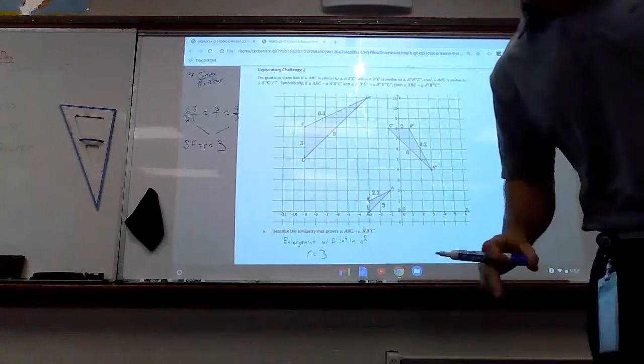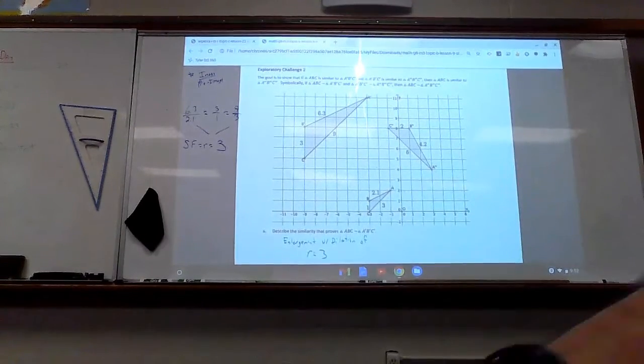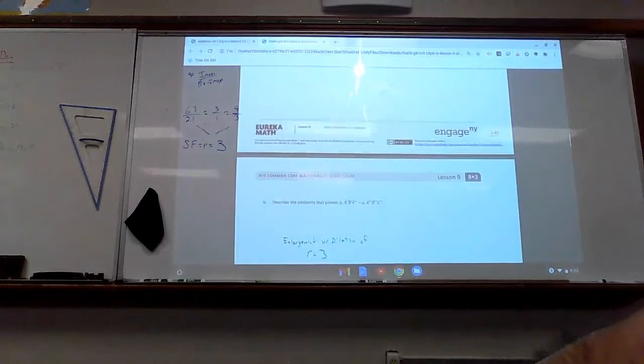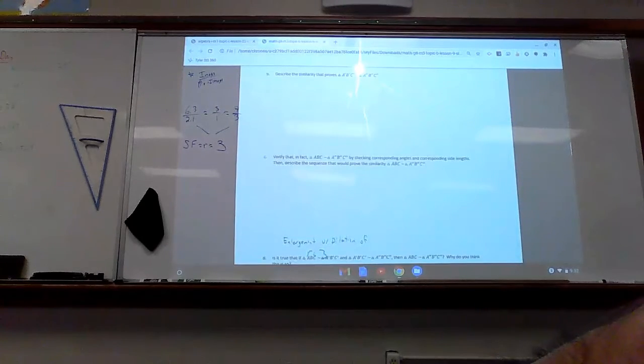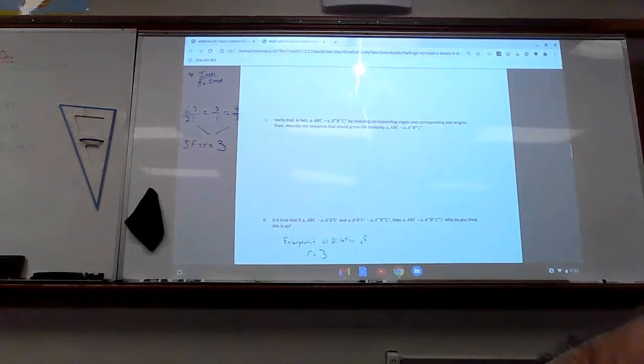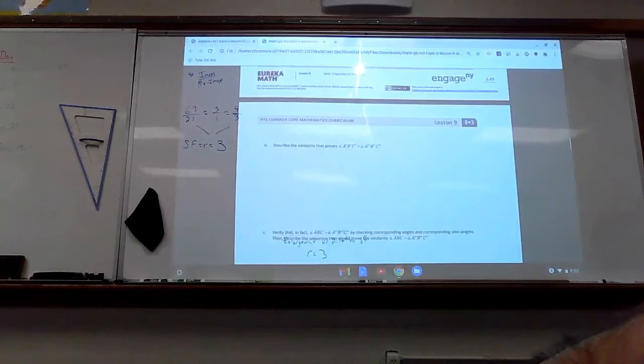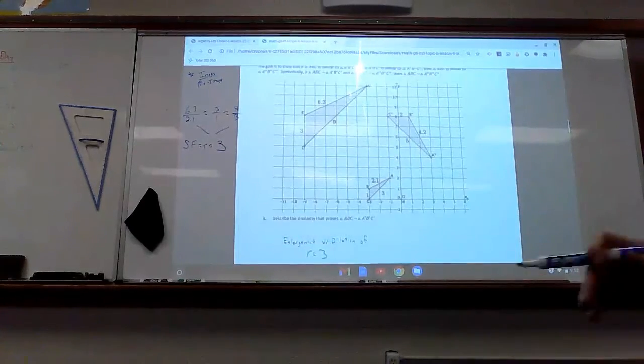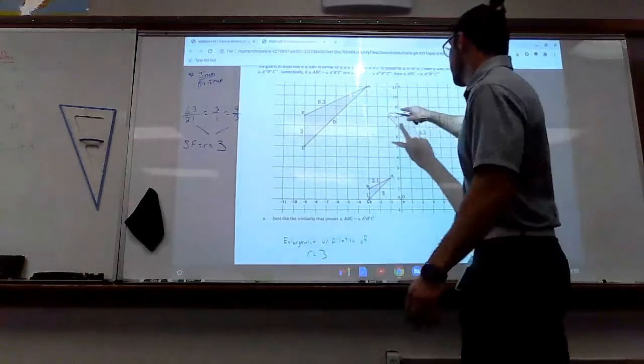So I'm guessing letter B says, what sequence takes us up there? Let's see. Am I right? Let's see. Describe the similarity. I don't want that yet. We're going to skip that one. Oh, I guess we're going to need to do that one. So now describe the similarity that proves triangle A prime, B prime, C prime is similar to A double prime, B double prime, C double prime. So now I'm trying to prove that this one is similar to this one.